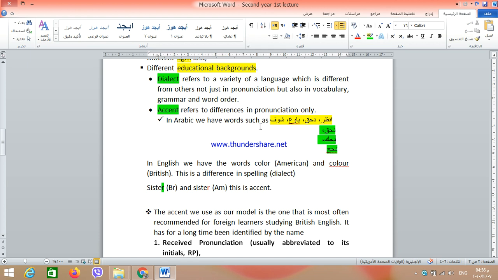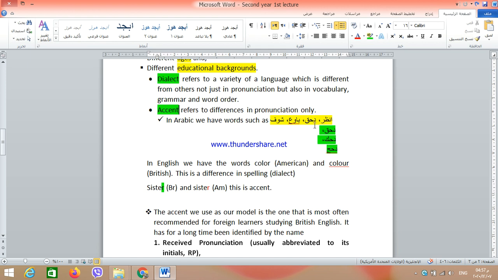Let's have these examples. In Arabic, for example, we have the word انظر, ودحق, وباوع, وشوف. This is in Iraqi Arabic. These four words refer to the same meaning, but they are totally different vocabularies. So when we talk about such variation in Iraqi Arabic, we are talking about dialects. In a certain dialect, the word انظر, to mean look, is used. In a certain dialect, it is دحق. In another, it's باوع, شوف, etc.